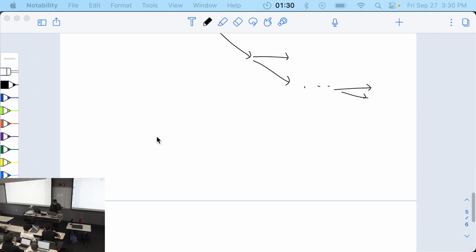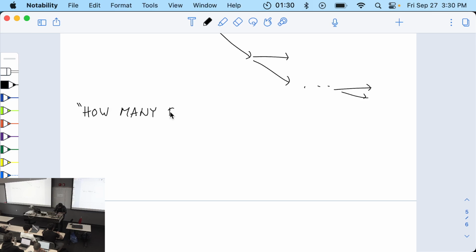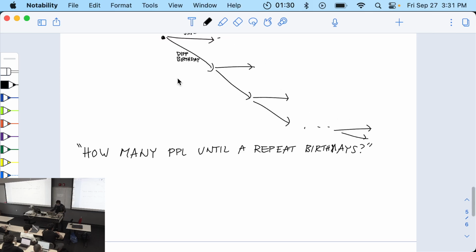So we sort of had people walking in for the birthday problem. Remember, the birthday problem is like, how many people until a repeat birthday? And this is a little bit like saying how many cards you need to be dealt until you have 2 of one suit. And last time I drew this tree like this.